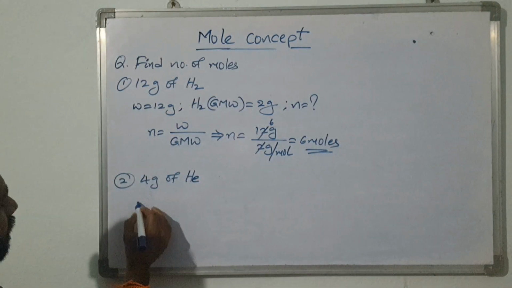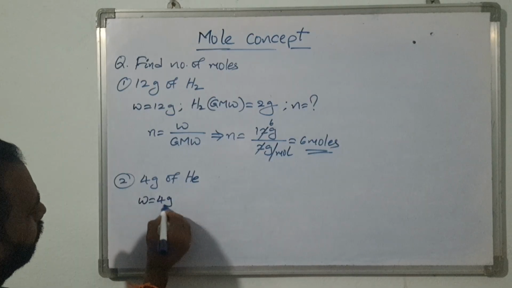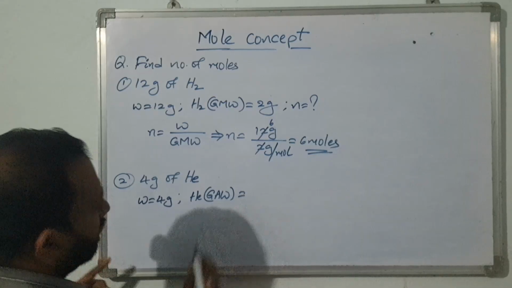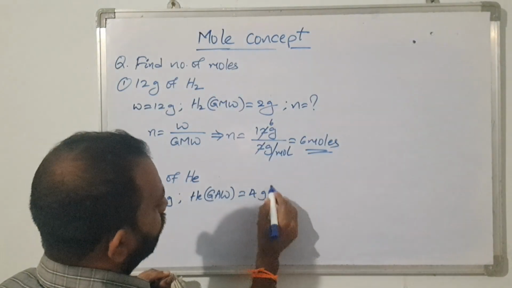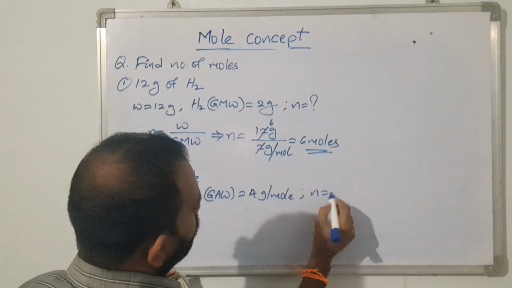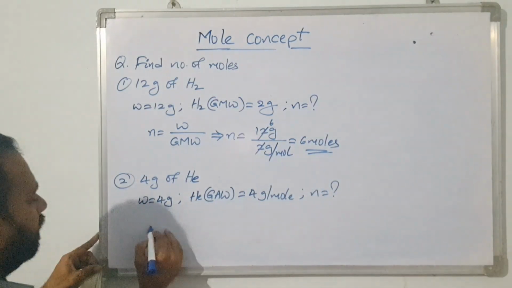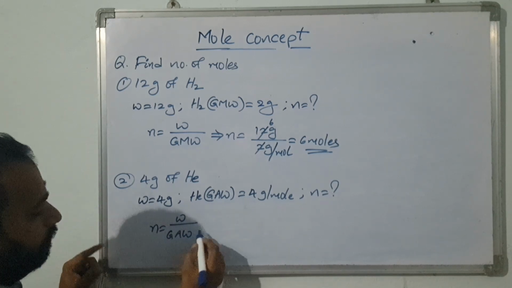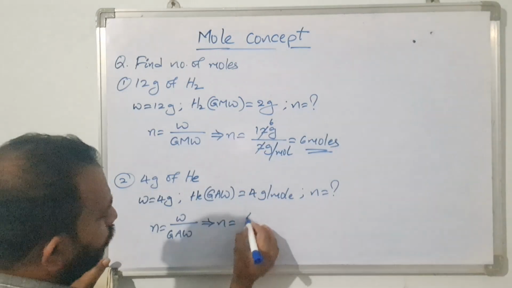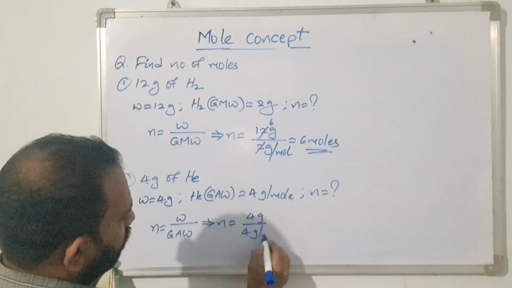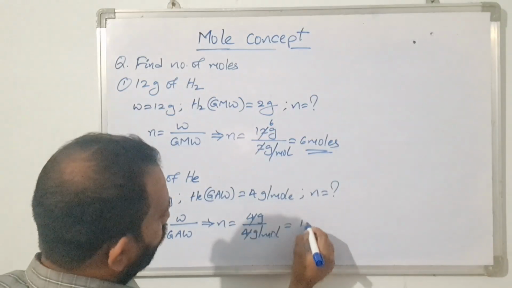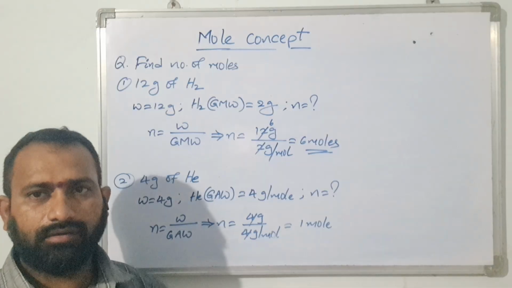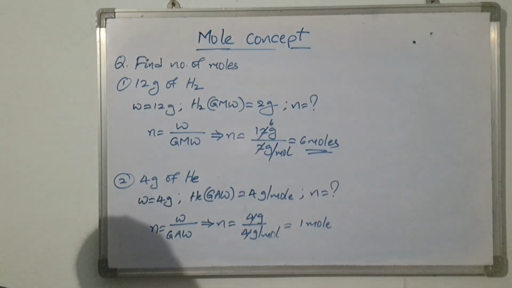So first of all we should write the given information. Weight is equal to 4 grams and helium gram atomic weight is, what is the gram atomic weight of helium? 4 gram per mole. And he asked to find out number of moles. What is the formula? Number of moles is equal to given weight by gram atomic weight, because helium is an atom. So let's substitute these values. 4 grams by 4 gram per mole, that equals 1 mole. So in this way we should calculate number of moles. Let's see some more examples. First of all, take a screenshot or note it.